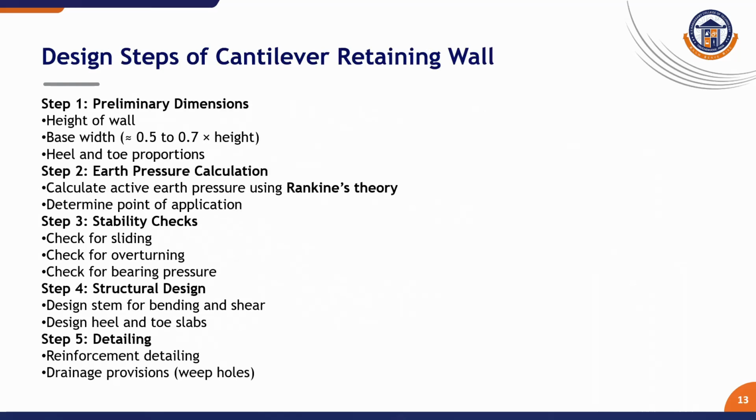This is the step-by-step procedure for the design of a cantilever retaining wall. Preliminary dimensions should be estimated from height. Base width should be 0.5 to 0.75 times the height, with heel and toe proportions. Earth pressure calculations: use Rankine's theory to find active earth pressure and its point of application. Stability checks: sliding, overturning, and bearing pressure. For structural design, design the stem for bending moment and shear, design heel and toe slabs, then reinforcement detailing, and drainage provisions should be provided.